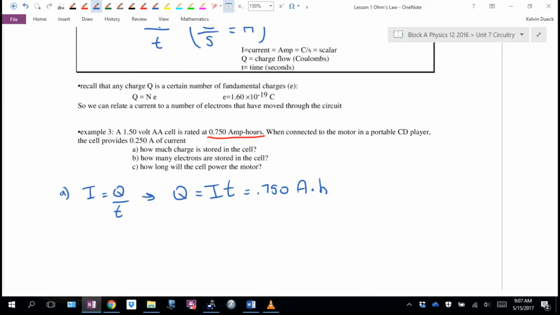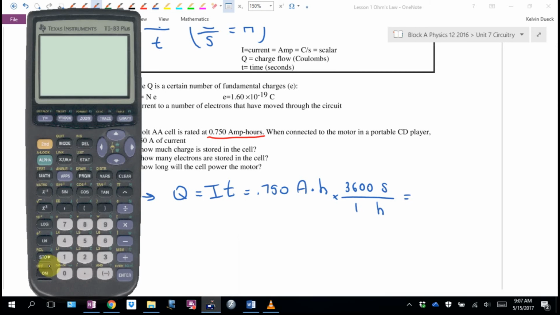How? Well, I want hours to cancel. I want seconds on the top. Who remembers how many seconds there are in 1 hour? 3,600. So, how many coulombs of charge is there in this AA battery? 2,700 coulombs of charge.